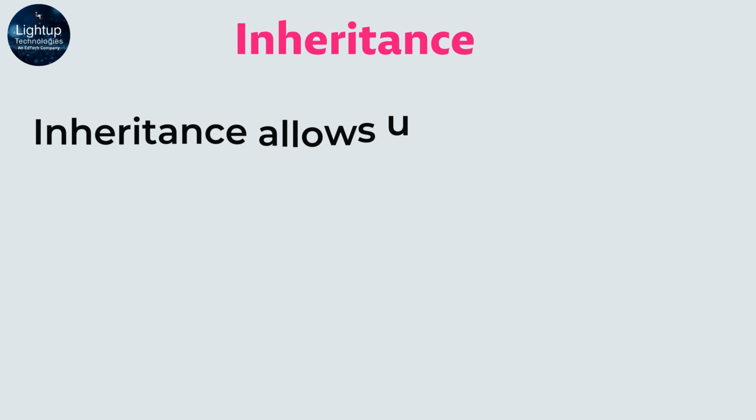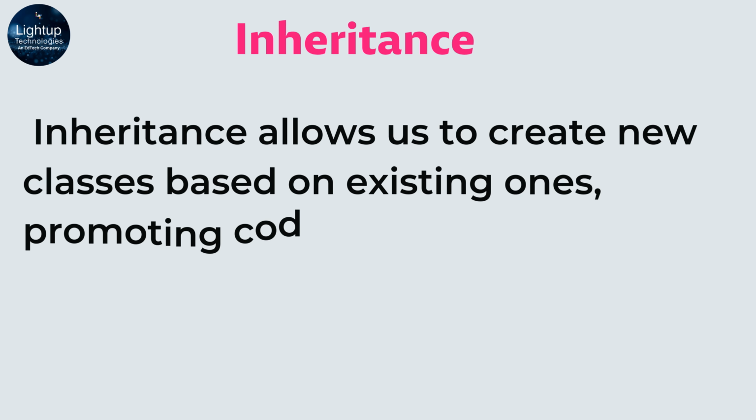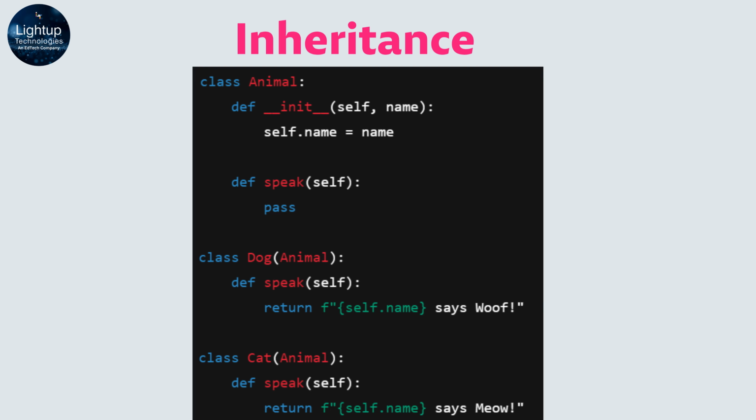Now let's talk about inheritance, one of the most powerful features of OOP. Inheritance allows us to create new classes based on existing ones, promoting code reuse and simplifying our code. Here, both Dog and Cat classes inherit from the Animal class. They both have a speak method, but each class implements its own version. This is method overriding, the ability to change the behavior of a method in a subclass.